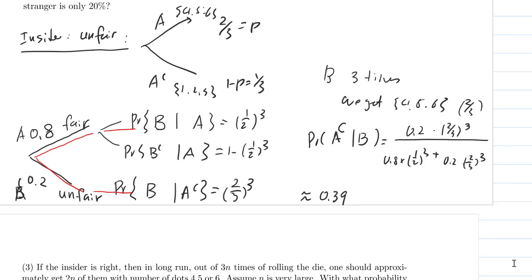So the interpretation is this. Initially, Dr. Chen believes with only 0.2 probability that this die is unfair. But after 3 rollings, getting 4, 5, or 6 three times, his belief in the unfairness of this die has increased from 0.2 to 0.39.